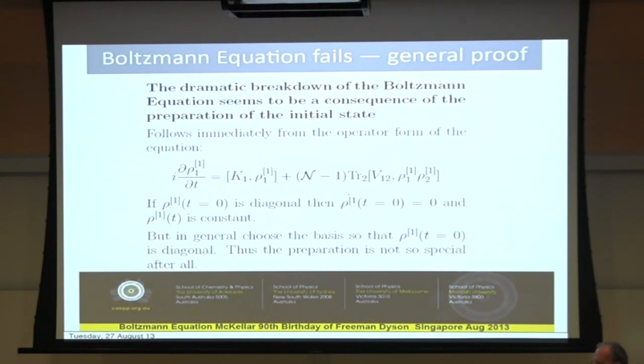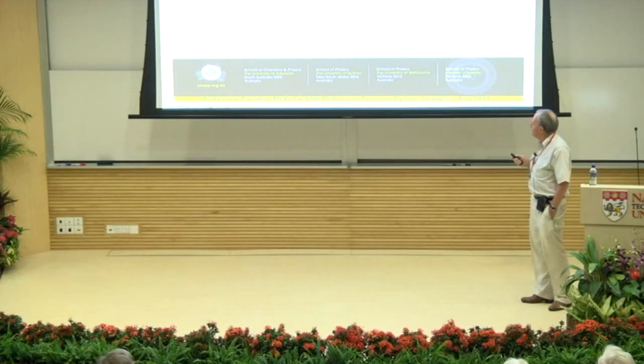And it looked as if I needed to choose a particular initial case. I mentioned we started out with all our particles with either spin up or spin down. But it turns out that even that's not necessary. I can go to whatever basis I like, because I just have a t equals 0, some given rho 1, and just choose a basis so that rho 1 is diagonal, and then it commutes with everything. So if it's diagonal at time t equals 0, at whatever state I take, then this is a constant. So the preparation of the states is not so special after all.